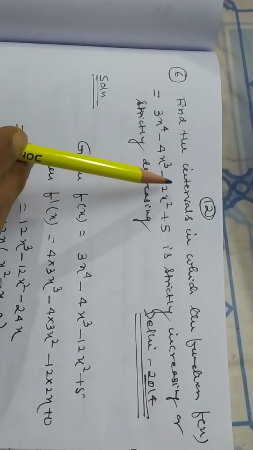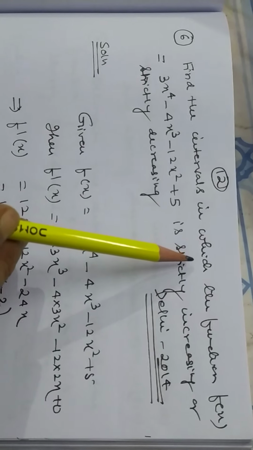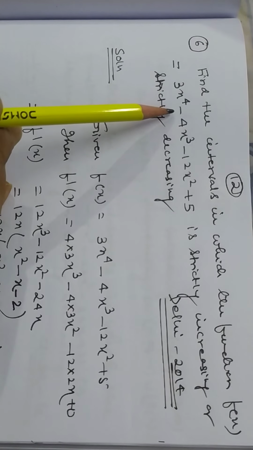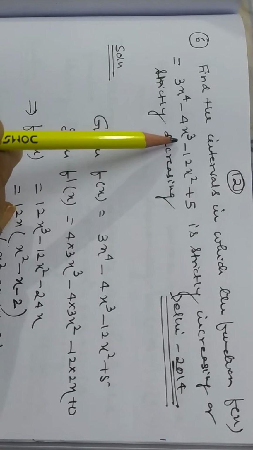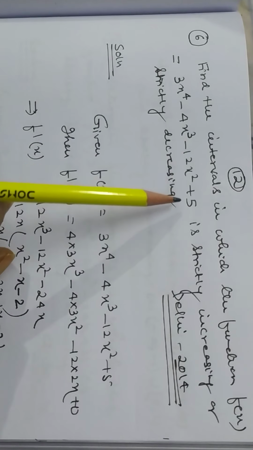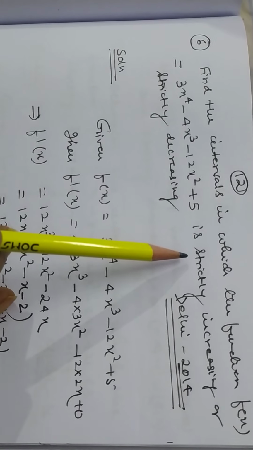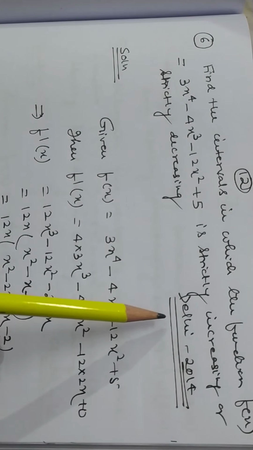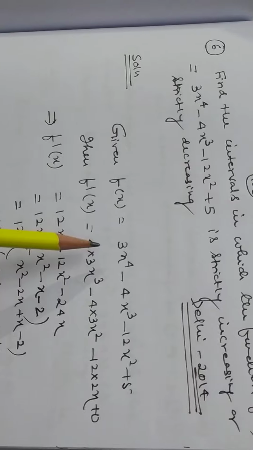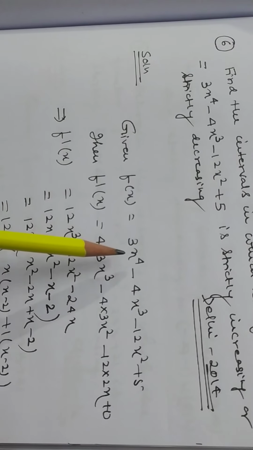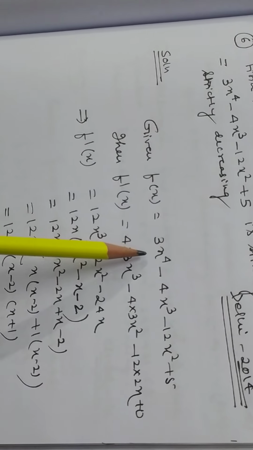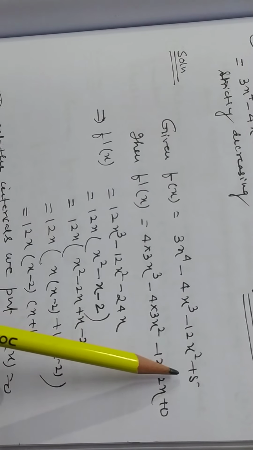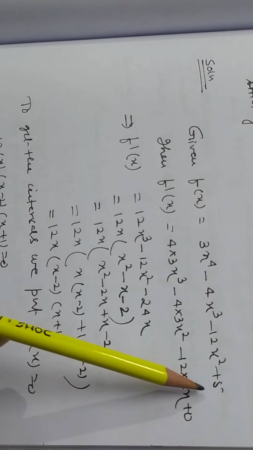Now find the interval in which the following function f(x) equals 3 into x to the power 4 minus 4x cube minus 12x square plus 5 is strictly increasing or strictly decreasing. My dear student, this is a polynomial of degree 4. So you first write the function f(x) is equal to 3x to the power 4 minus 4x cube minus 12x square plus 5.